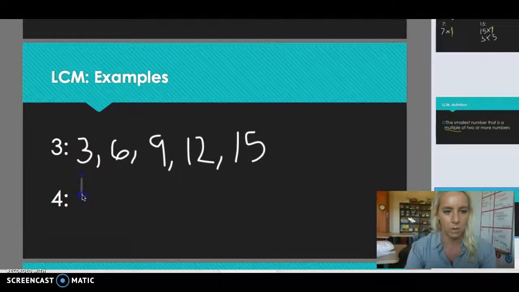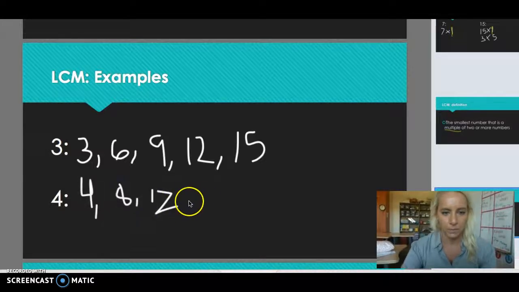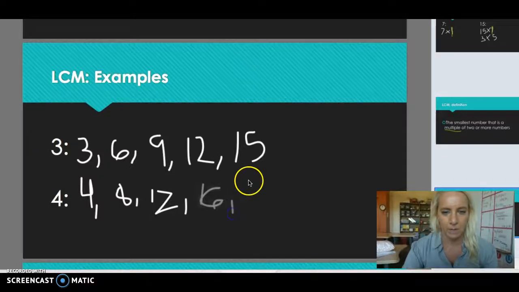Now let's do our 4s. 4, 8, 12. I'll get better at this penmanship as we go through the year, I promise. 16 and 20.